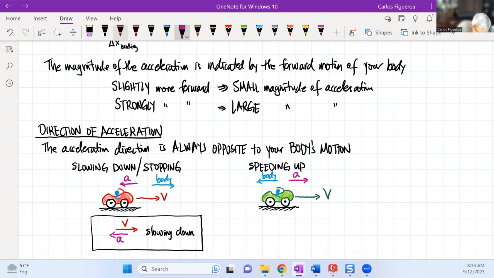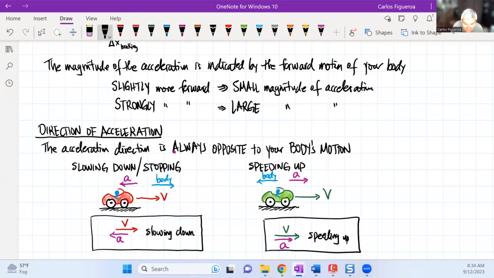So if I was to put this together, you can see here that the velocity is in this direction, but in this situation, the acceleration is also in the same direction as the velocity. This is what we mean by speeding up. And this is what our motion diagram looks like for this situation.